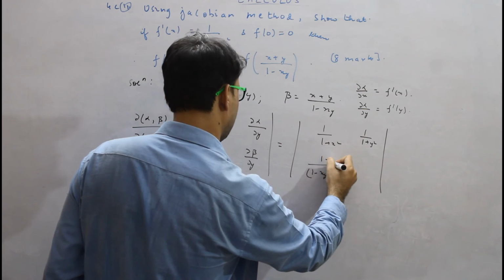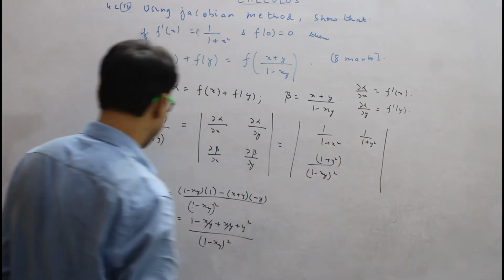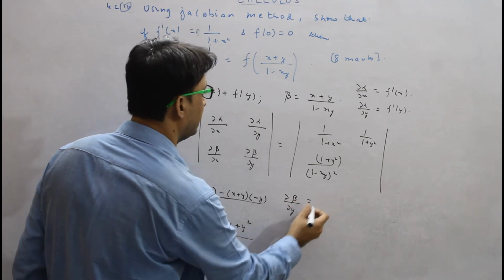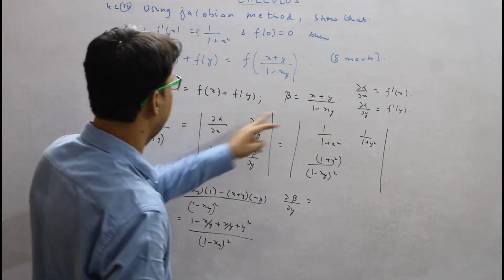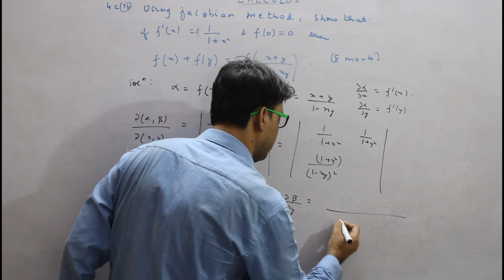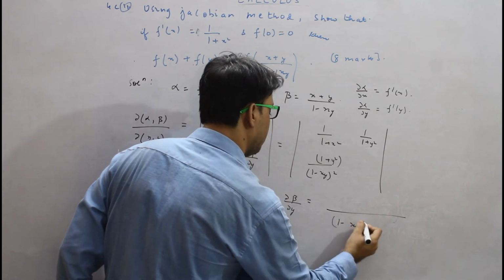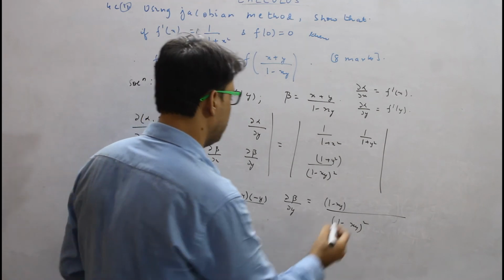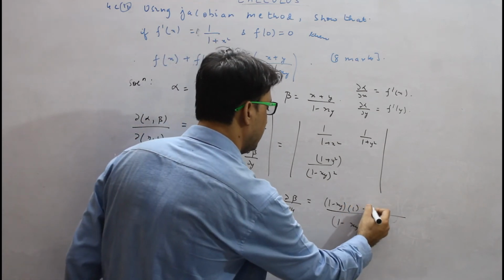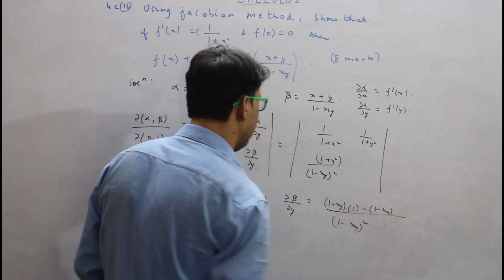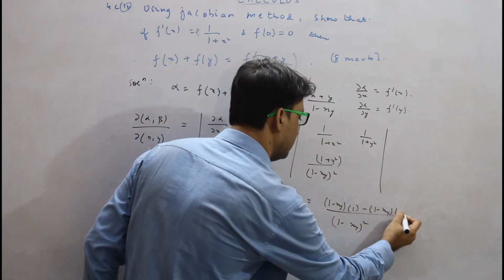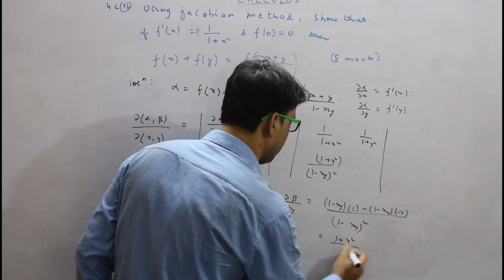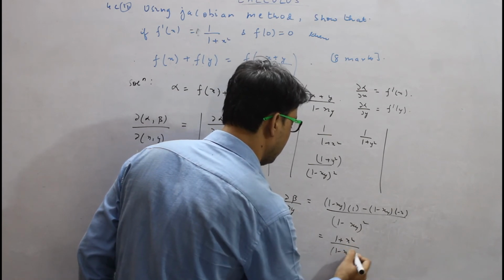Now if I take ∂beta by ∂y, the same thing will happen, 1 minus xy whole square, 1 minus xy we will write, and we are differentiating with respect to y, so this will be 1, and again 1 minus xy. Now here it will be minus of x. So we will get our result as 1 plus x square by 1 minus xy whole square.